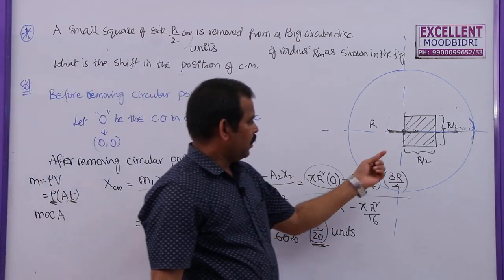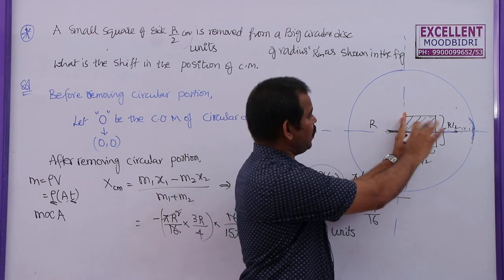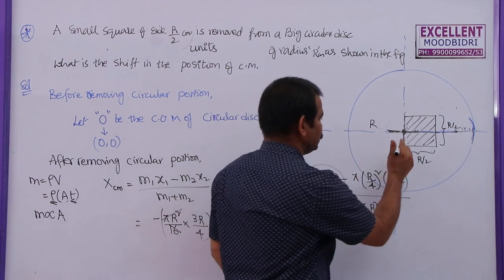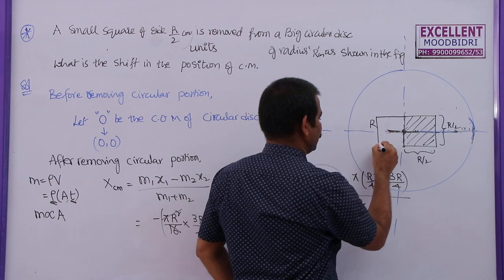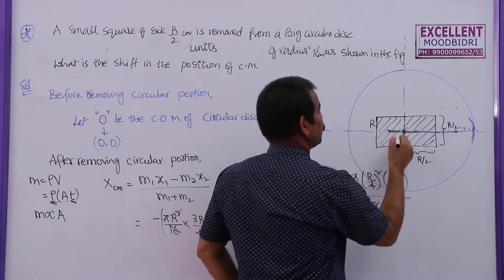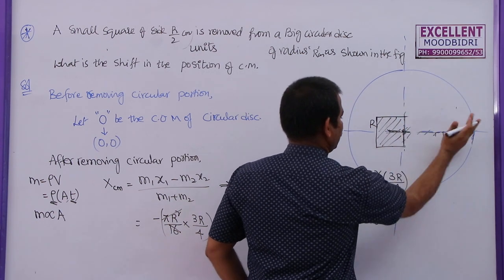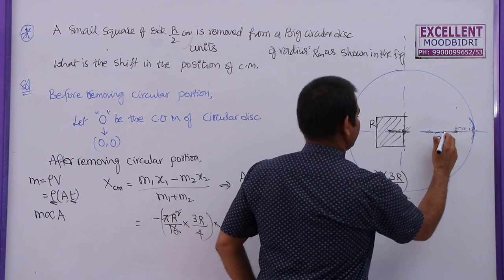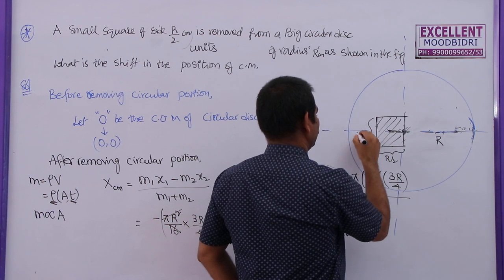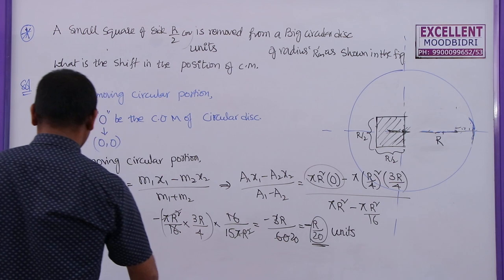We know that as we are removing the portion from the right side of this diagram, center of mass will move towards left. Otherwise, let me take this r by 2 somewhere here, because in the previous problem we removed a circular portion from that side. So this will be r by 2, and the radius of the circular disc is r, and this is r by 2, and this is also r by 2. So when it is removed here, what happens? We will see.